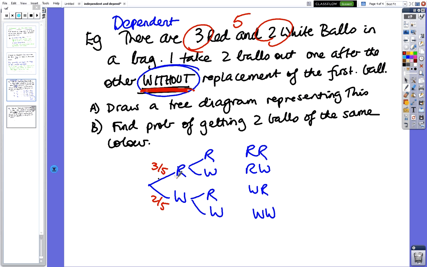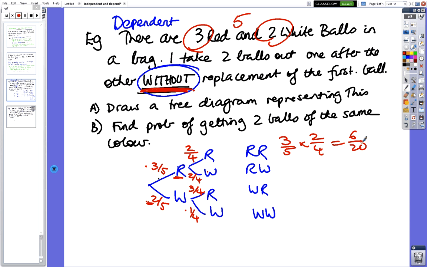But now you have to look at what happened before, because the ball's not going back into the bag. If I take a red ball out, there's only 2 red balls left, and only 4 balls left in the bag, but I've still got both whites because I didn't take a white. And this time here, I took a white, so I've still got 3 reds, but there's only 4 left, and there's only 1 white left. So this time I've got 3/5 times 2/4 equals 6 over 20.